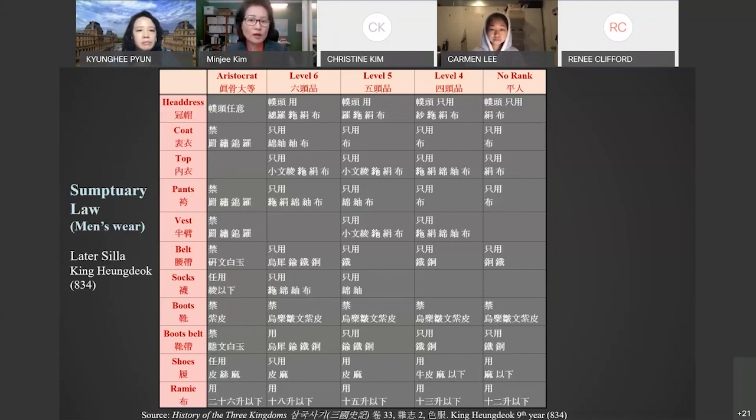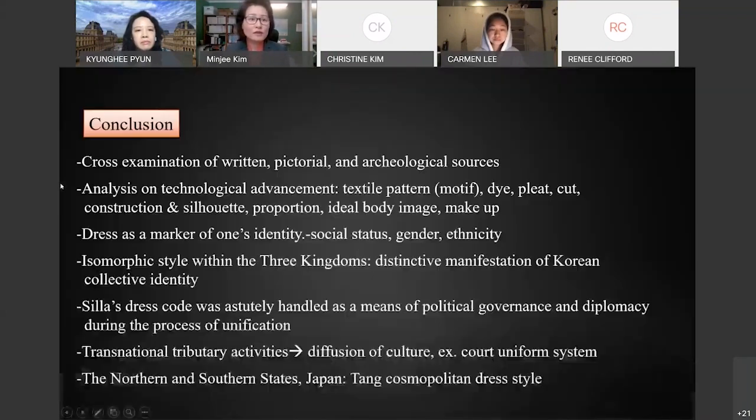So in reading this kind of sumptuary law, I want you to read it between the lines. People actually, in reality, circumvented the sumptuary laws and dressed above their station. That's why the sumptuary law was promulgated. So that concludes my talk today.